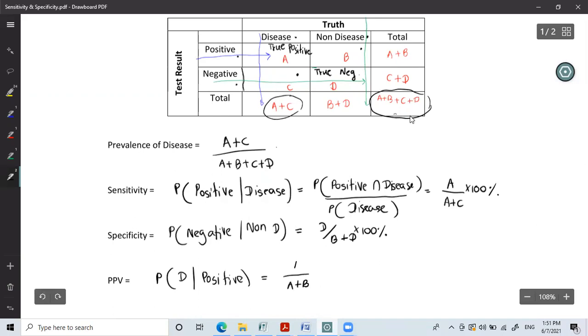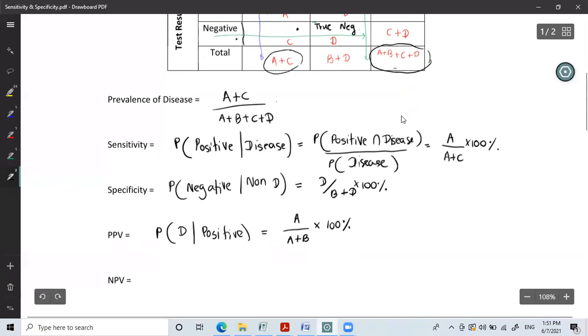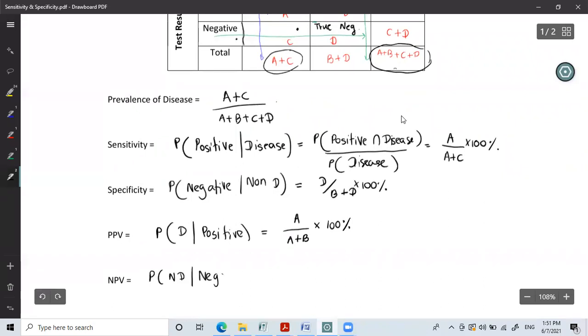Out of them, actually this is A. So the PPV will be A divided by A plus B. In the same manner, NPV will be the probability of non-disease given the test result was negative, right?